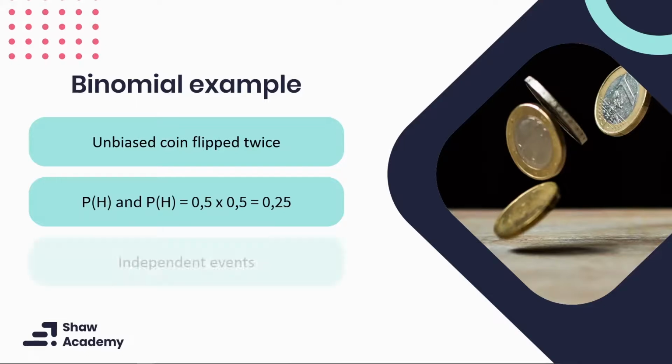Remember, each coin flip is an independent event, meaning that the events do not affect each other. Therefore, if we define the coin landing on heads as a success, we note that the probability of the coin landing on heads once is the highest.